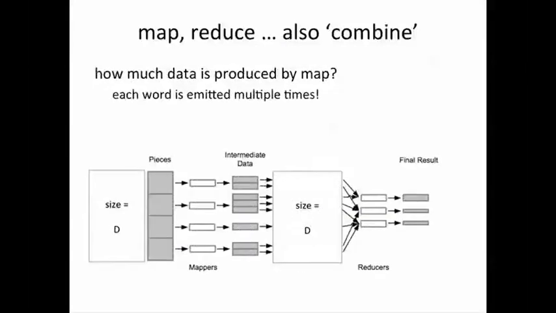Each word is emitted by a mapper multiple times. In fact, if the size of the initial set of documents is D, including every occurrence of every word, after processing by mappers, again, exactly that much data is produced because each word is emitted every time it is seen.